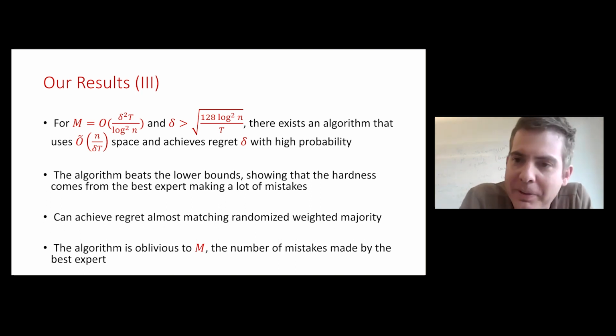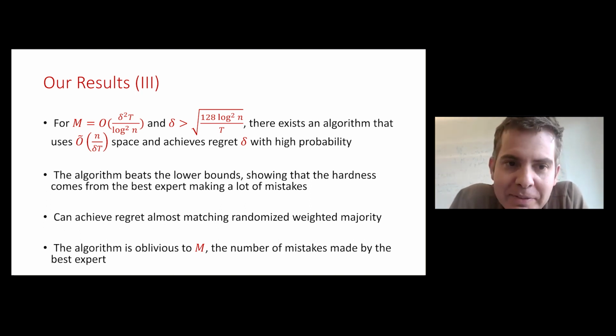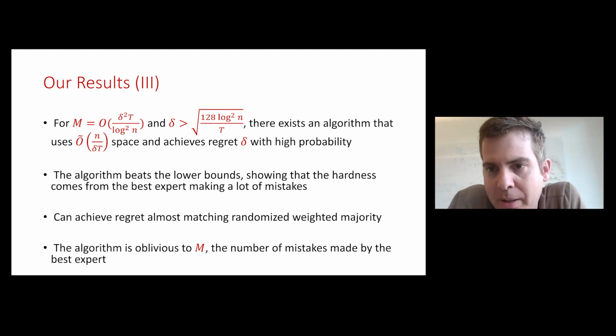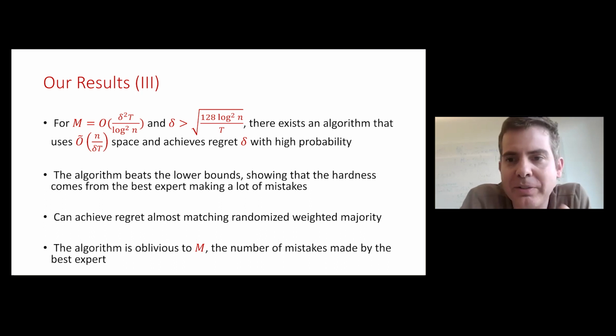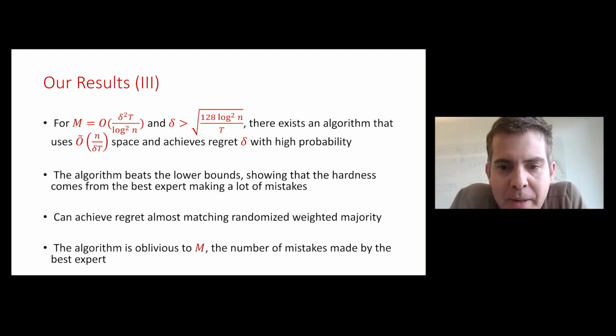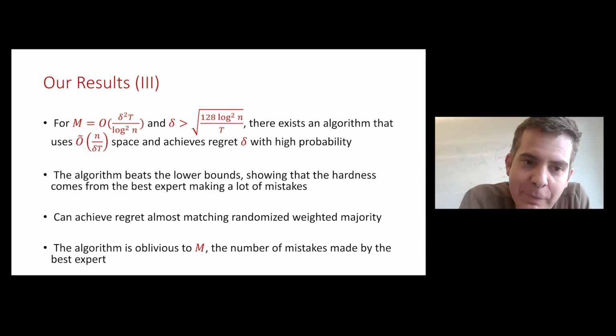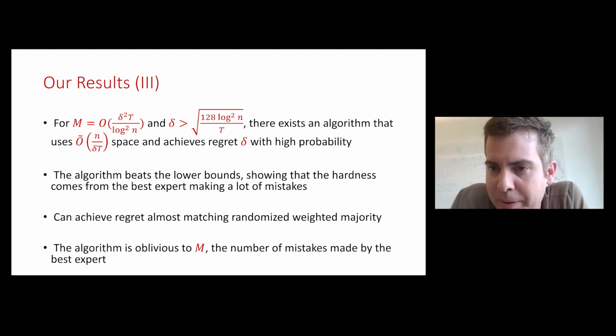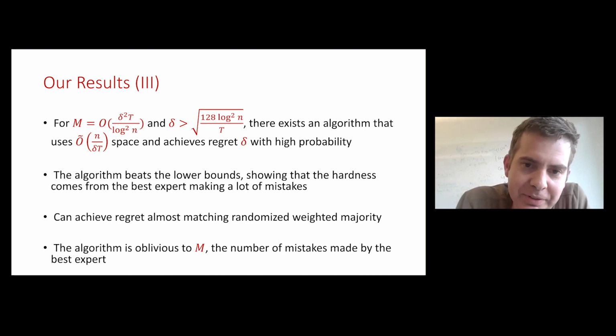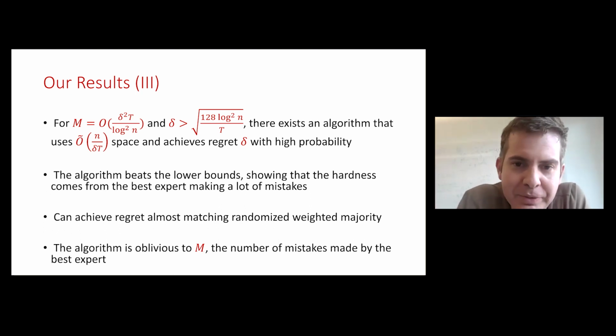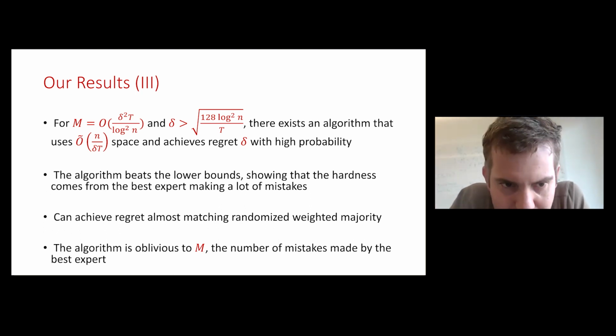Well, again, there's an assumption here that the number m of mistakes of the best expert is not too large. So this actually shows the hardness of the lower bound is coming when the best expert can make many mistakes, when this assumption is violated. But yes, we beat it, n over delta t versus n over delta squared t, if the number of mistakes is not too large. Again, the third bullet is just saying we get the full spectrum, it goes down to the information theoretic limit.